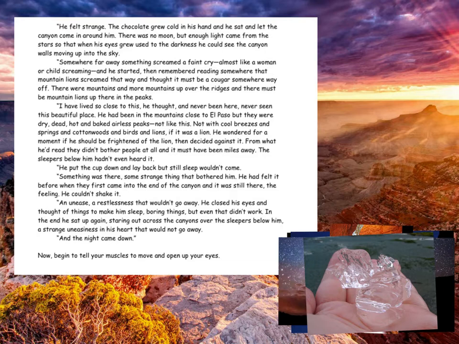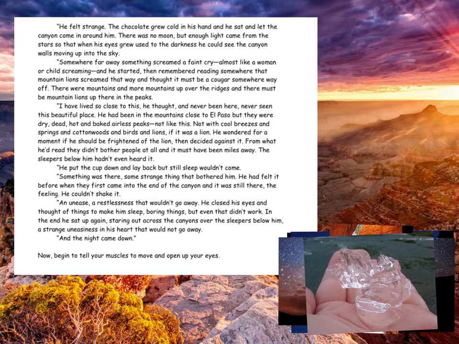So I'll read through it first, and then I'll go through and highlight the different examples that I'd like you to focus on. He felt strange. The chocolate grew cold in his hand, and he sat and let the canyon come in around him. There was no moon, but enough light came from the stars so that even when his eyes grew used to the darkness, he could see the canyon walls moving up into the sky.